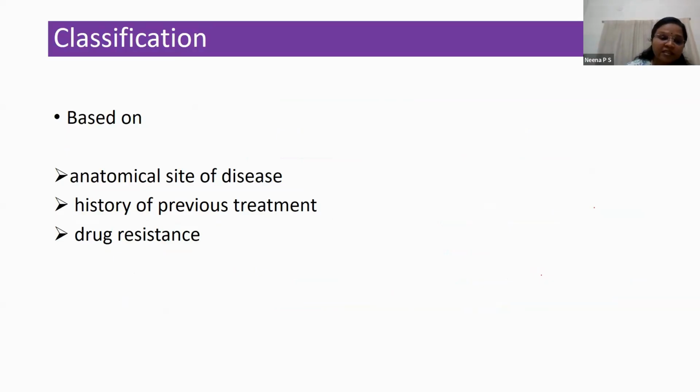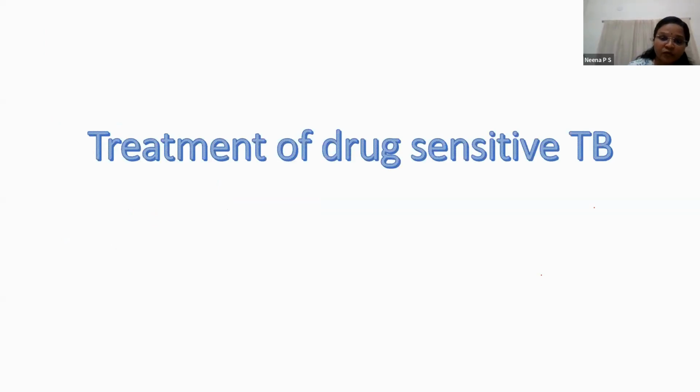And based on the resistance status in the DRT report, you can classify it as monoresistant or polyresistant. If both INH and rifampicin are resistant, you can consider it as multi-drug resistant TB. And if, in addition to multi-drug resistance, it's resistant to quinolone, it is pre-XDR. And if along with that it's resistant to bedaquiline and linezolid, it will be considered as XDR TB. So based on this, they can be classified like that also.